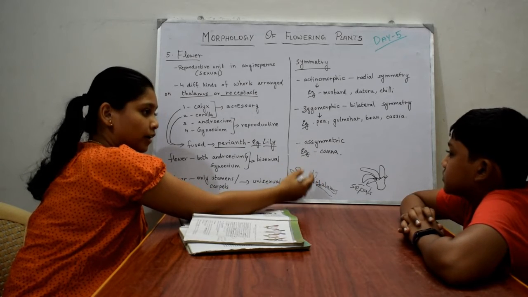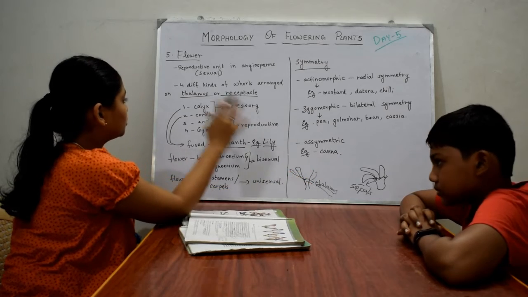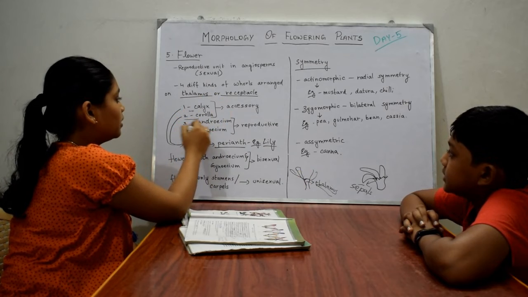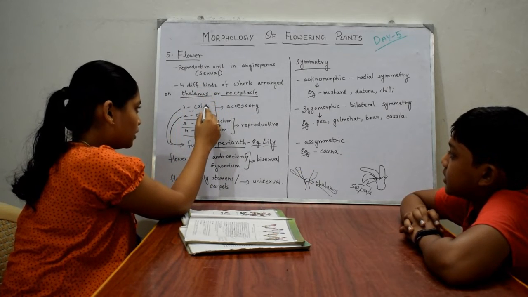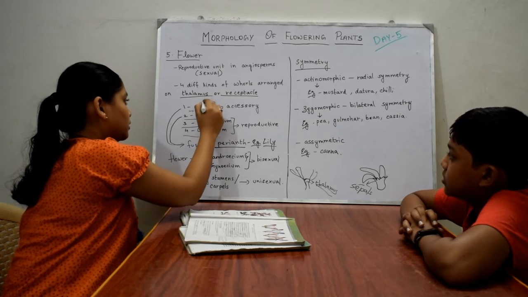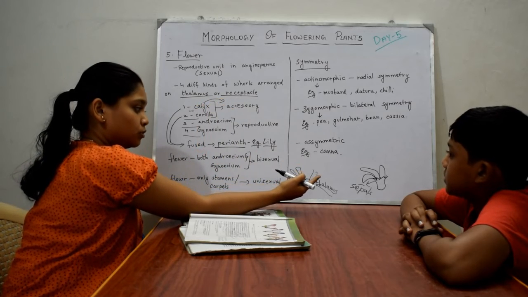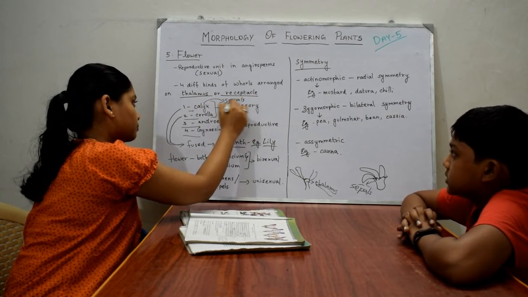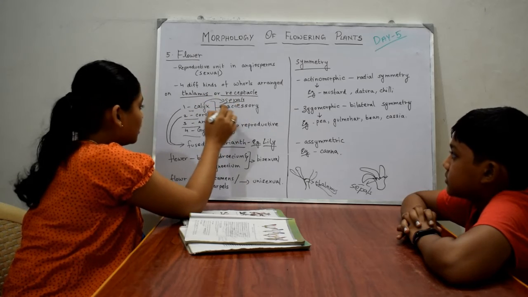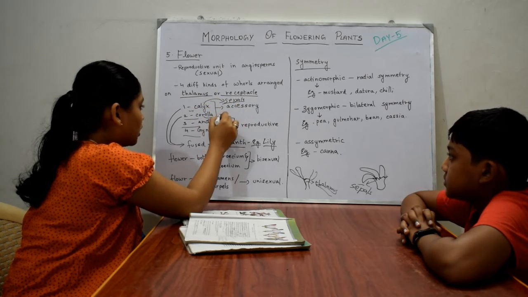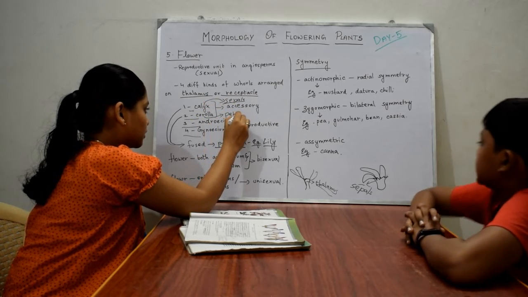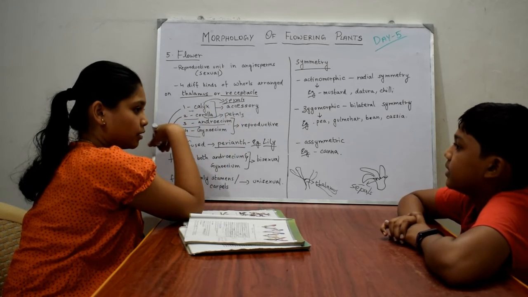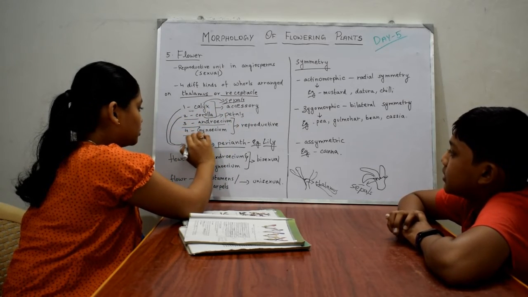that is 4 different kinds of structures are present. Those structures are calyx, corolla, androecium and gynoecium. Calyx is nothing but sepals, what you have drawn there. Calyx are sepals, and the corolla are petals. Androecium is the male reproductive organ, and gynoecium is the female reproductive organ.